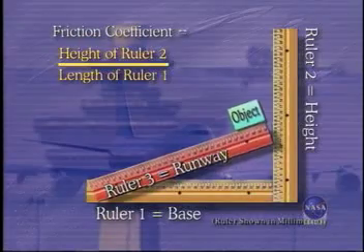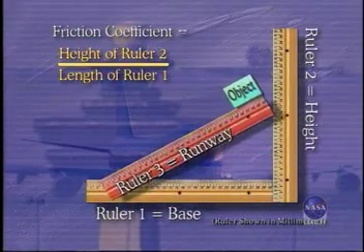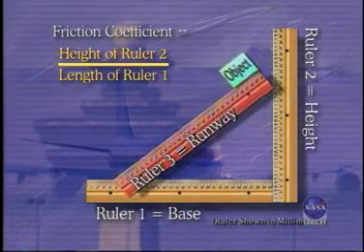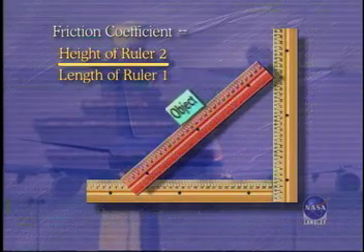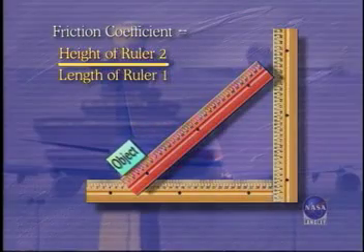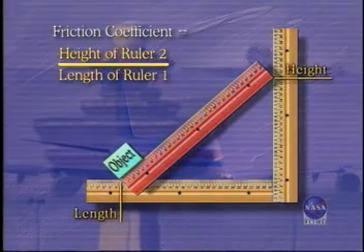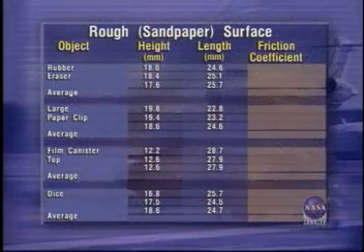Each test object was placed at the end of a ruler, and then one end of the ruler was slowly raised. We stopped raising the ruler when the object started to slide down the slope of the runway, and then took our measurements of height and length. Now that we have finished our testing, we are ready to look closely at our data. First, we will calculate the height and length average for each object on each of the surface types.